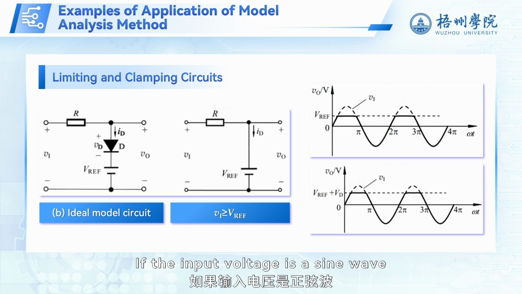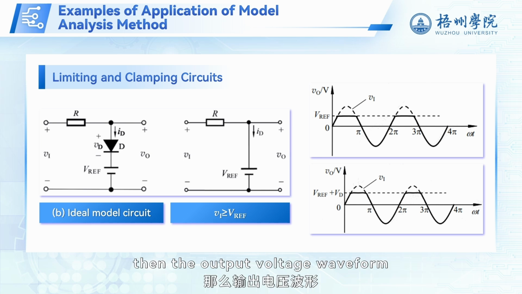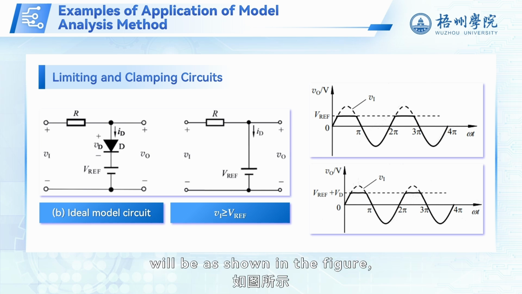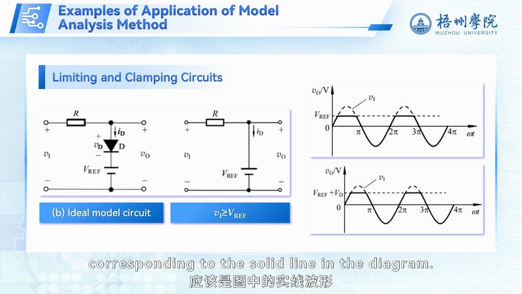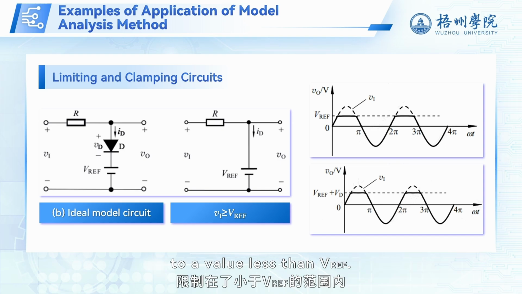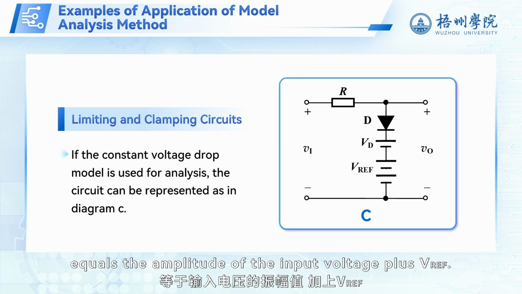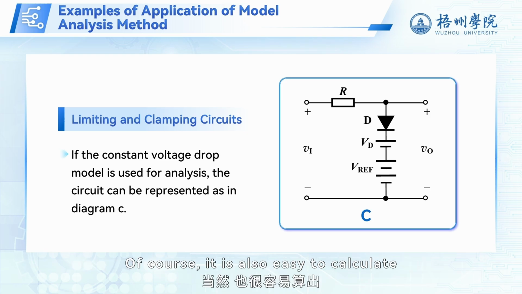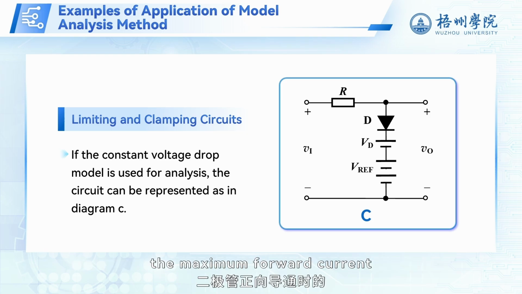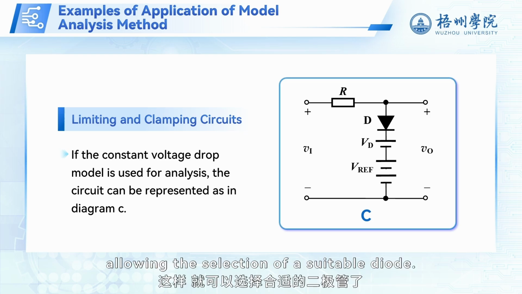If the input voltage is a sine wave and its amplitude exceeds VREF, then the output voltage waveform will be as shown in the figure, corresponding to the solid line in the diagram. The circuit limits the output voltage to a value less than VREF. The maximum reverse voltage across the diode equals the amplitude of the input voltage plus VREF. Of course, it is also easy to calculate the maximum forward current when the diode conducts, allowing the selection of a suitable diode.